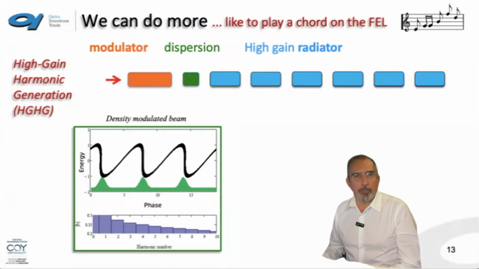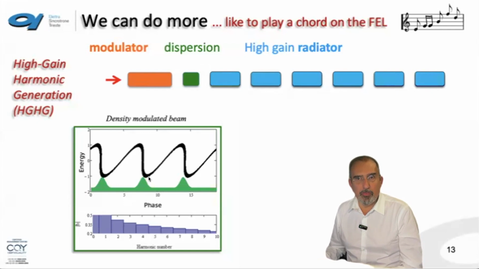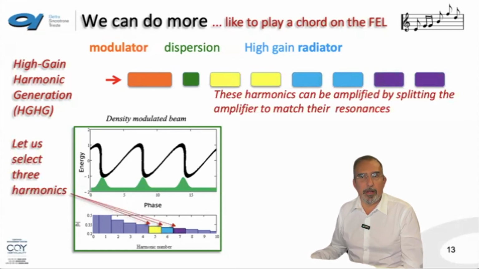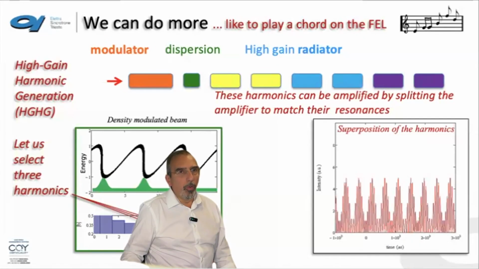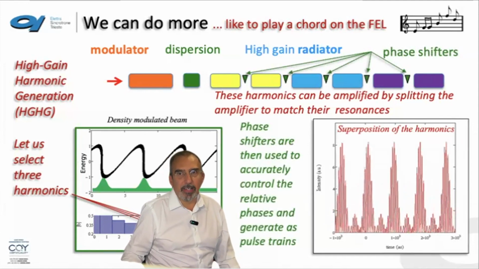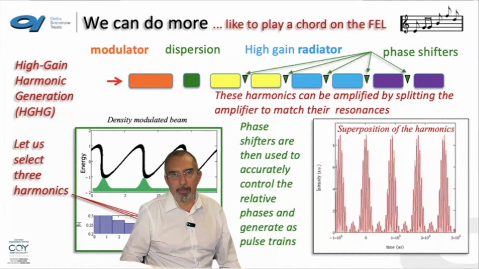At FERMI, we can do much more. An example is to use the different undulators to play a chord on the FERMI amplifier. Once the density modulated beam is generated, we can select multiple harmonics of the seed, 3 in this example, and configure the amplifier in 3 segments, each dedicated to amplifying one of the selected harmonics. The final pulse will be the superposition of the fields of the 3 harmonics. We may then use phase shifters between the undulators to tune the phase of the 3 harmonics to synthesize a specific waveform, like a train of attosecond pulses, as shown in the diagram.